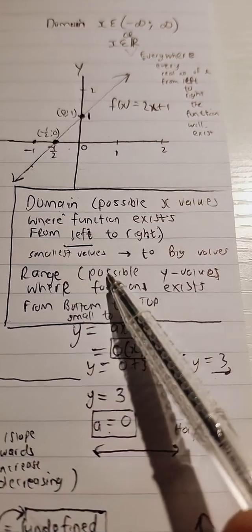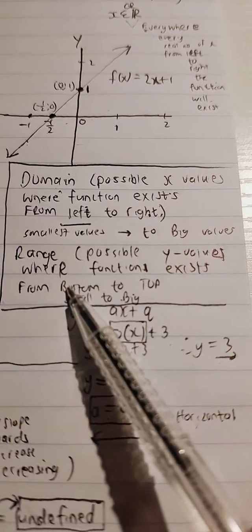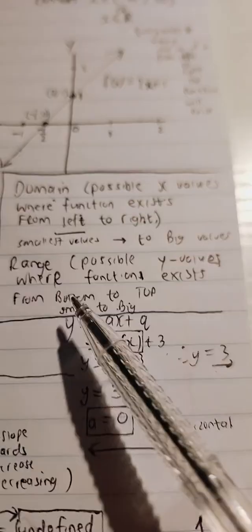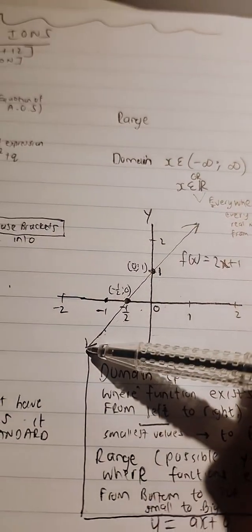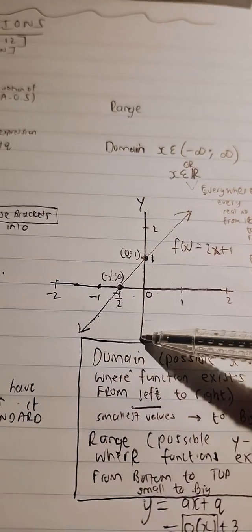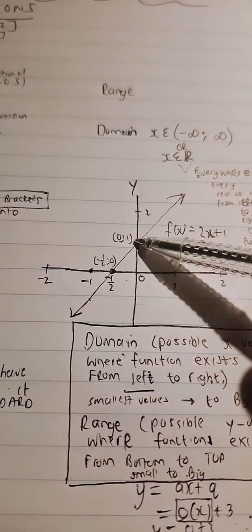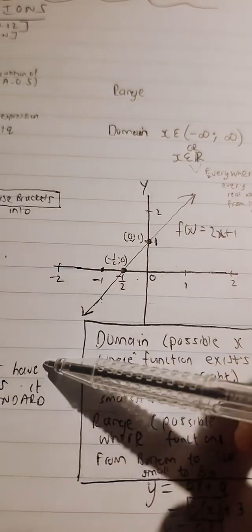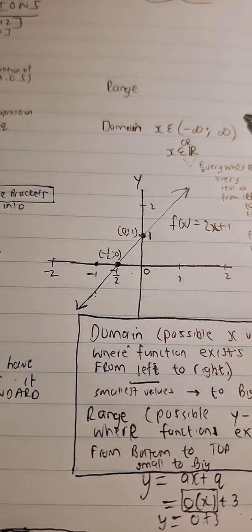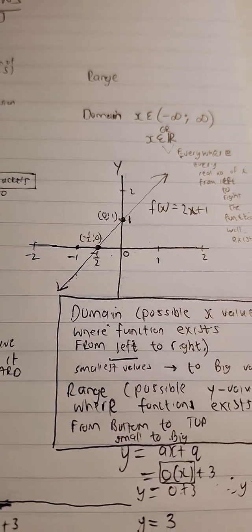Range, we said it's the possible y values where the function exists, from the bottom to the top. Okay, so now you are looking at the function, and you are looking at the corresponding y values, from the bottom to the top. This will continue to go down forever. This will continue to go up forever. So that means what for y, guys? What does that mean for y?